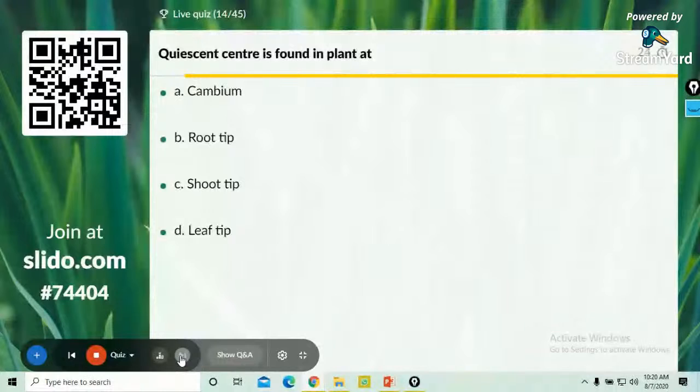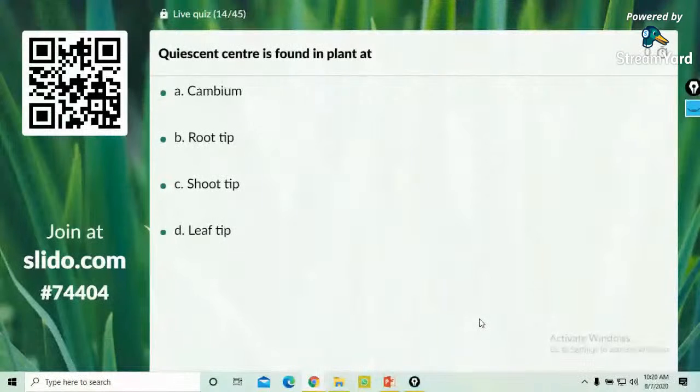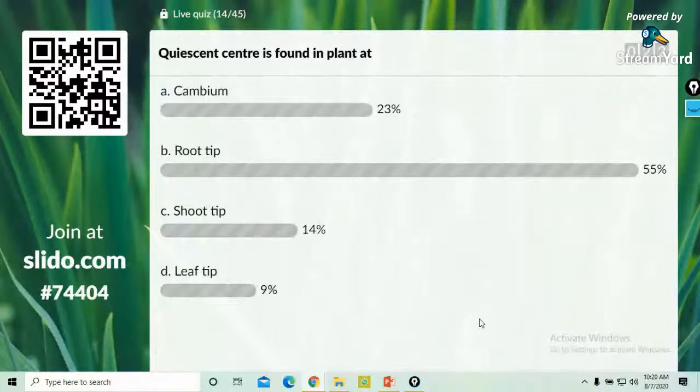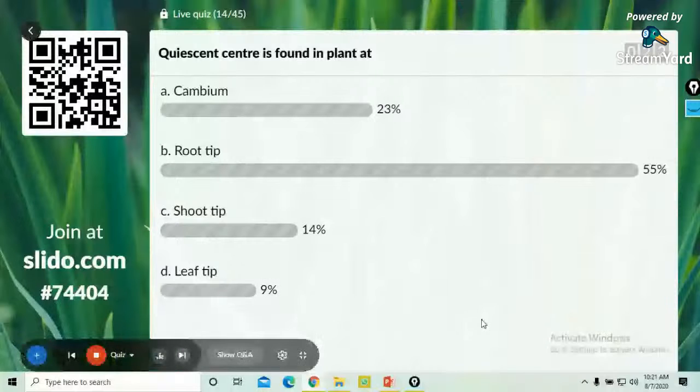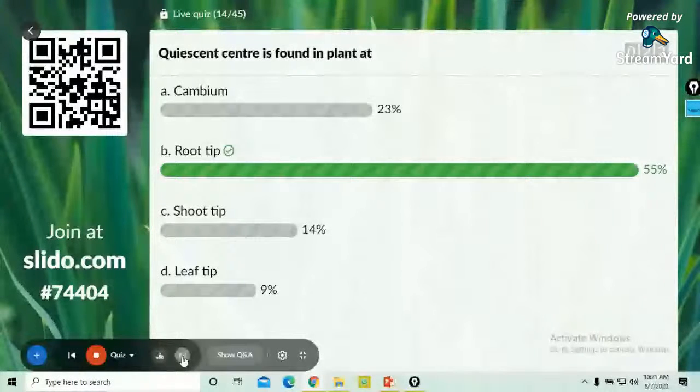Quiescent center is found in plants at cambium, root tip, shoot tip and leaf tip. Where is that quiescent center found in the plants? All your answers on the chat. Yes, you have the majority answer, 55% with the correct answer for the question.